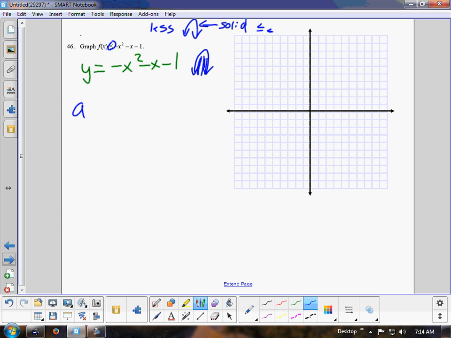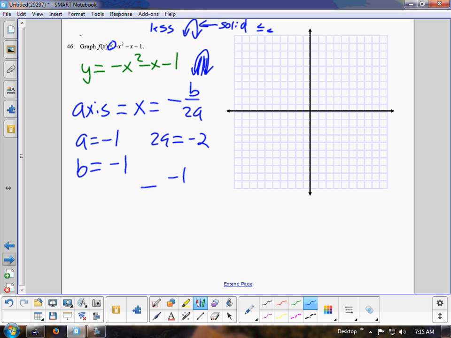Well, I need the axis, which you need to know throughout this test, and the axis is equal to x equals the negation of b over 2 times the a value. In this case, a is -1, b is -1. So 2a is going to be -2. So the negation of b, minus 1 over -2. A lot of minus signs here, but that's okay. So the negation of this is going to be -0.5.